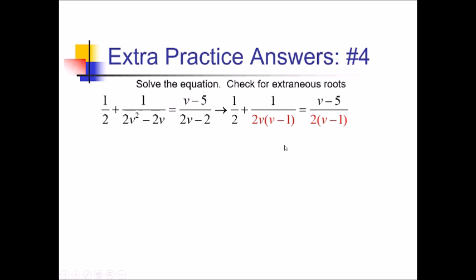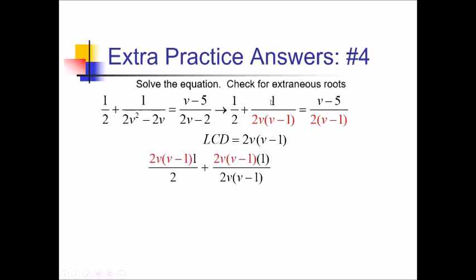So my LCD is going to have everything I need to cancel out all of the denominators. So we definitely need a 2 in the LCD. We're also going to need a v for this v right here. And we're also going to need a v minus 1 for these v minus 1s. Just 1 is enough, though. Now I'm going to multiply all these numerators by the LCD. So this 1 here gets it, so does this 1 up here, and so does this v minus 5, which I put in parentheses to be safe.